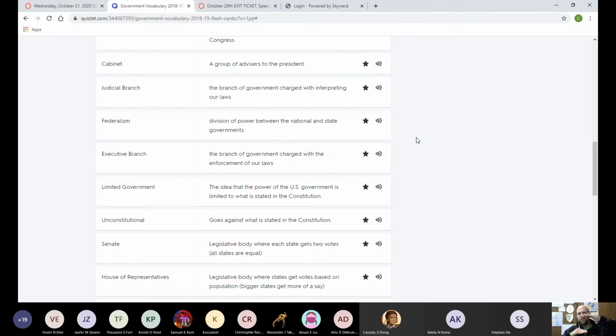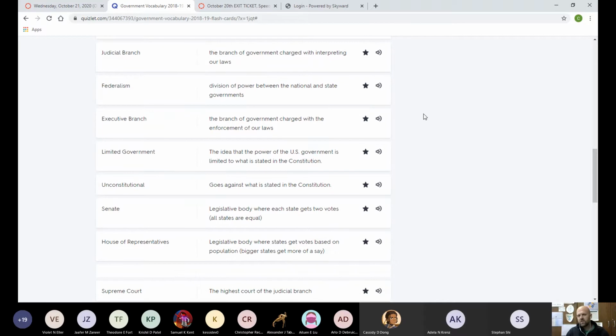And the relationship between how those two levels work together is basically how federalism happens, okay? It's not as if the federal government has all the power or 99% of the power and the states have hardly any. It's a pretty good balance, okay? Executive branch, enforcing the laws. So when the president signs a law into effect, that's enforcement of the law.